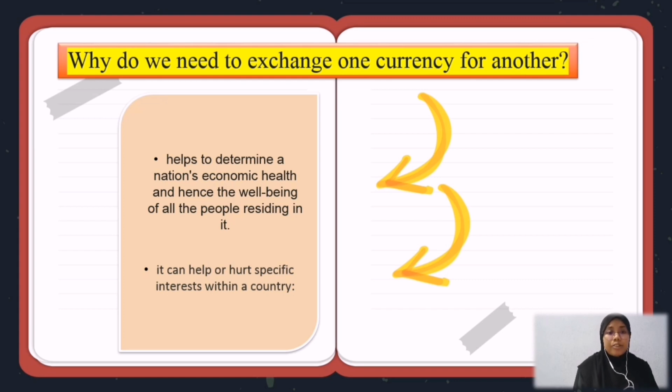The exchange rate is also important because it can help or hurt specific interests within a country. Exporters tend to be helped by a weak domestic currency because they will sell more abroad, while consumers are hurt by a strong currency because imported goods will be more expensive for them.